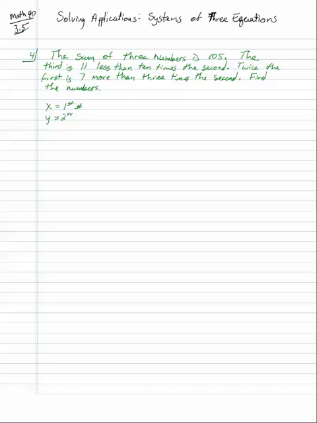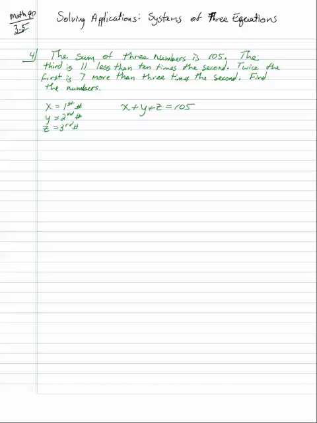So again, the idea is I'm going to let x be the first number, y the second number, z equals the third number. So we're going to assign three variables, so I need to come up with three equations. And luckily, each of these sentences translates to an equation. So the first sentence, the sum of three numbers, so x plus y plus z equals 105.